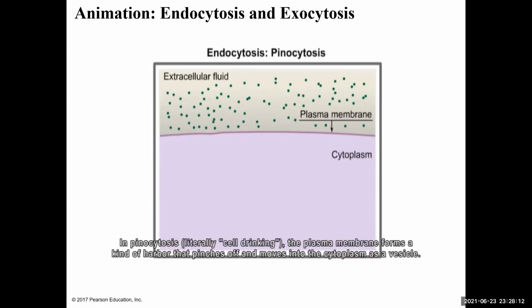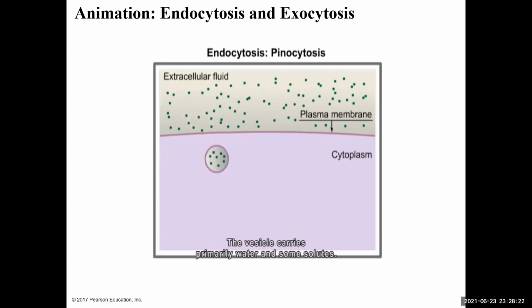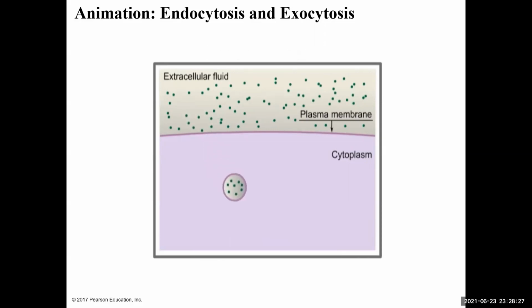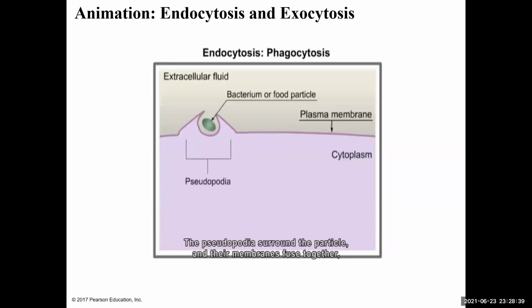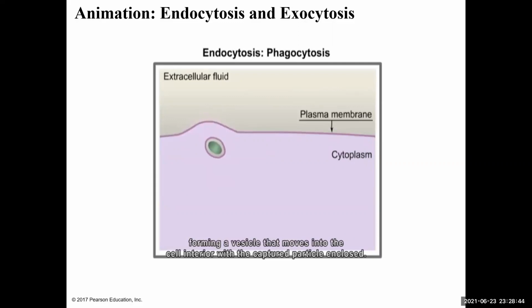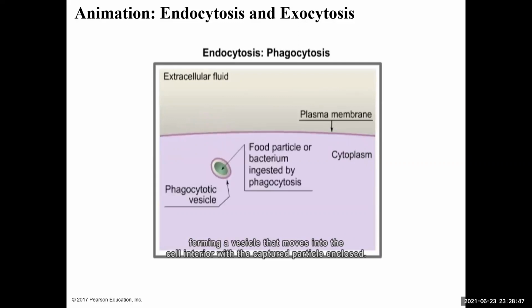In pinocytosis, literally cell drinking, the plasma membrane forms a kind of harbor that pinches off and moves into the cytoplasm as a vesicle. The vesicle carries primarily water and some solutes. In phagocytosis, literally cell-eating, larger materials such as food particles or bacteria are enveloped by pseudopodia. The pseudopodia surround the particle and their membranes fuse together, forming a vesicle that moves into the cell interior with the captured particle enclosed.